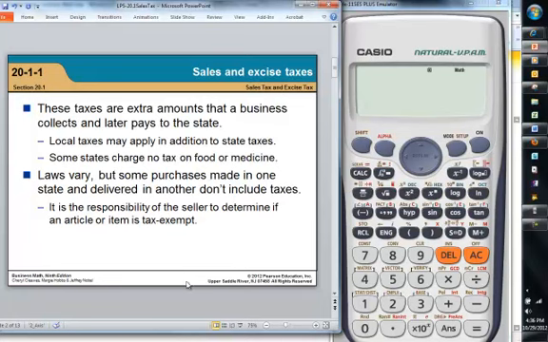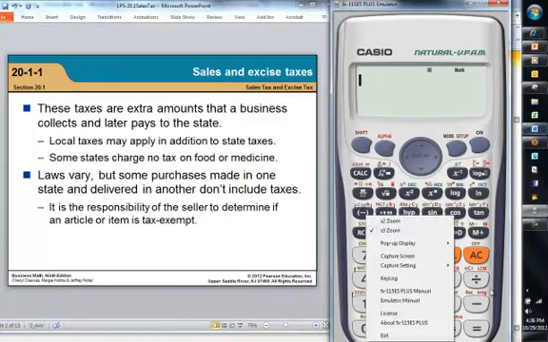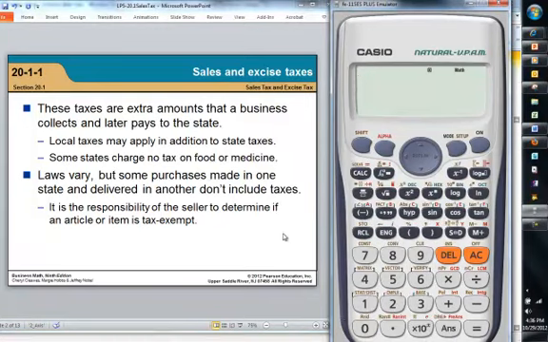And that's a really big problem right now with internet sales. States are getting mad that they aren't collecting all their sales tax because people are buying things using the internet. In Wisconsin, when you file your income tax, you're supposed to say how much stuff you bought outside the state and then pay sales tax on that.